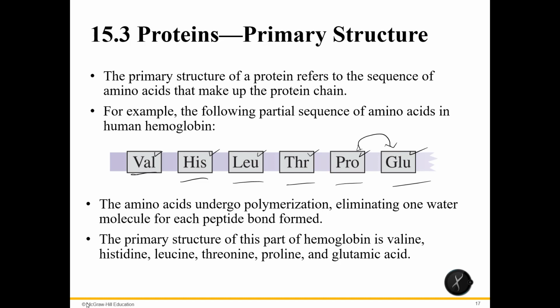So they say the primary structure of this part of hemoglobin is valine, V, histidine, leucine, threonine, proline, and glutamic acid. And again, if one of those things is out of sequence, we don't have hemoglobin. We have some alternate substance.